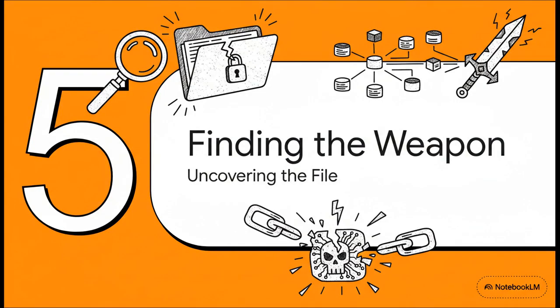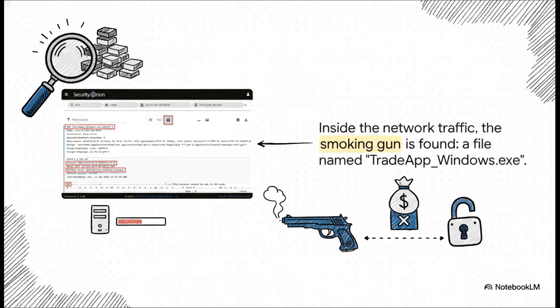But what did they actually use? The next step is to find the digital equivalent of the murder weapon, the actual malicious file that caused all this chaos. By digging into the raw network traffic from that exact connection, the investigator finds the smoking gun. You can clearly see a file download, and its name is tradeapp_windows.exe. It's disguised as a legitimate trading application, a classic trick to fool someone into running it.